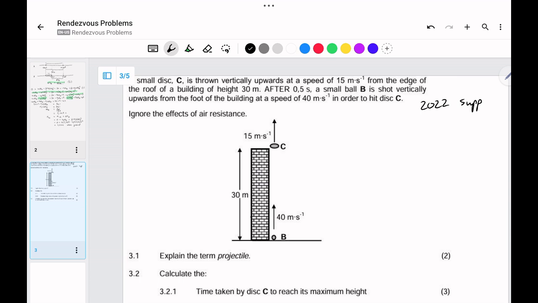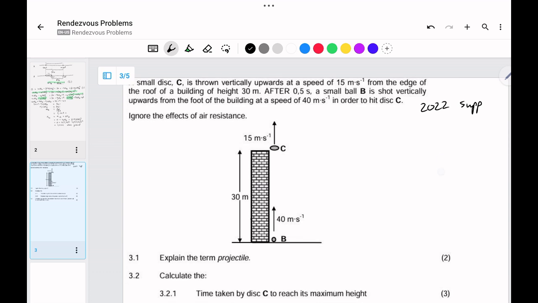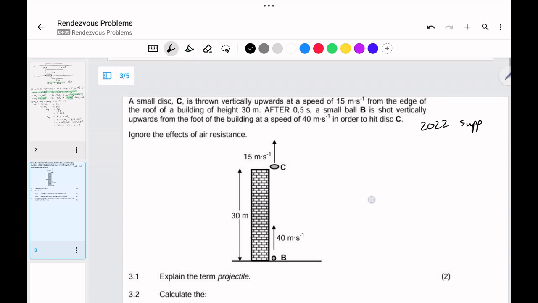2022 May, June, or 2022 supplementary. Okay, so the one that we just did was the projectile motion problem from November 2015. Okay, so now let's have a look.